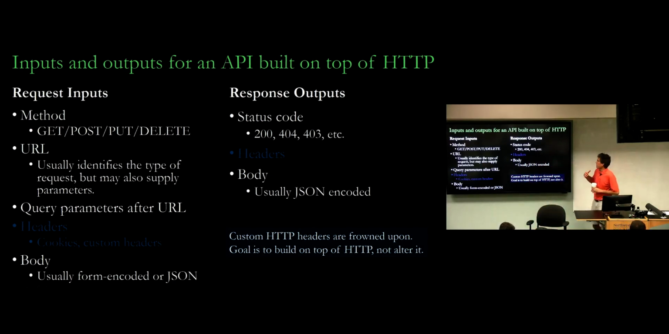And then the outputs you get back from the server are a status code and a body, which is usually JSON encoded. You also can include custom headers in the input and read headers in the output, but that's kind of frowned upon for API design. Usually it's best to let those headers be used just for the HTTP layer rather than for your application layer. Which is a confusing term because HTTP itself is an application, but I mean the application that you're building on top of HTTP.